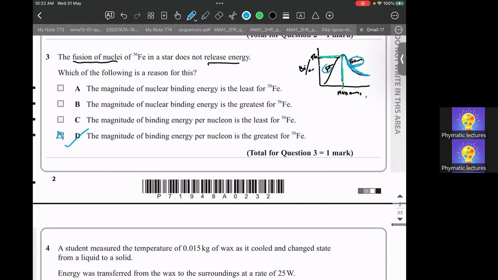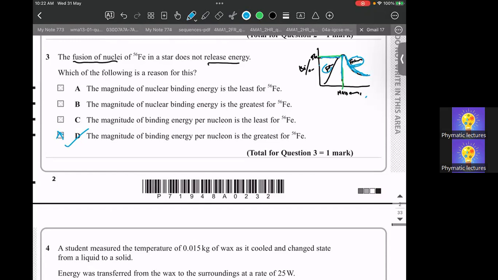At maximum, that means the turning point is Fe56. So that is why fusion of Fe nucleons of Fe56 in a star does not release energy. So the magnitude of binding energy per nucleon is greatest for 56.